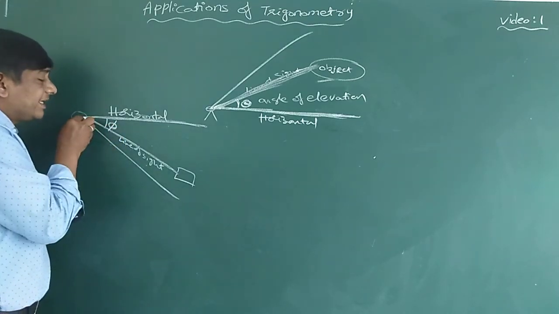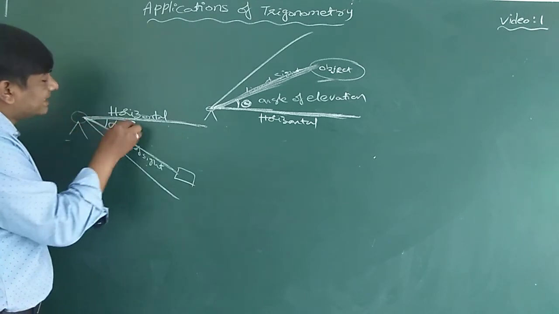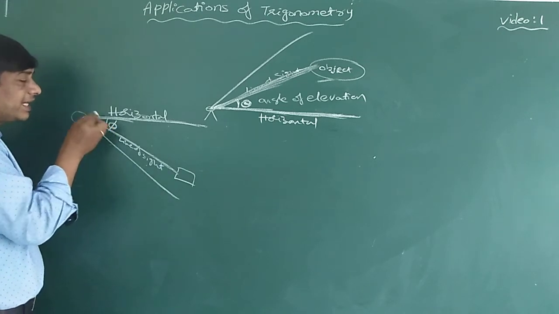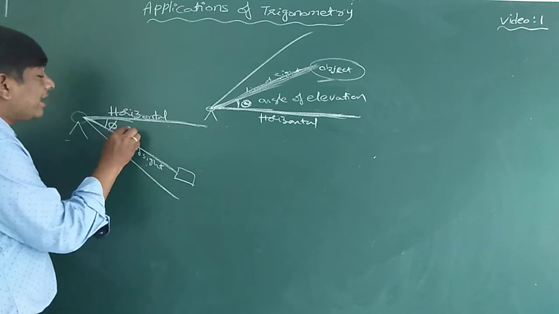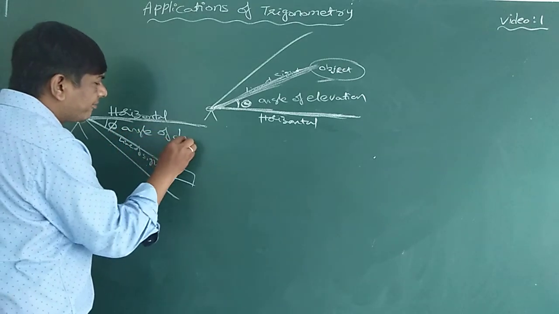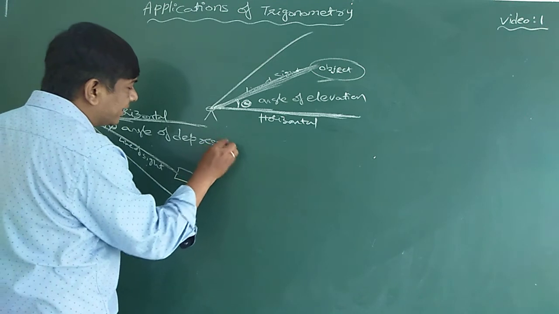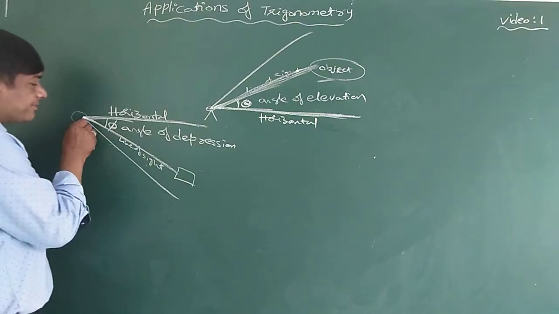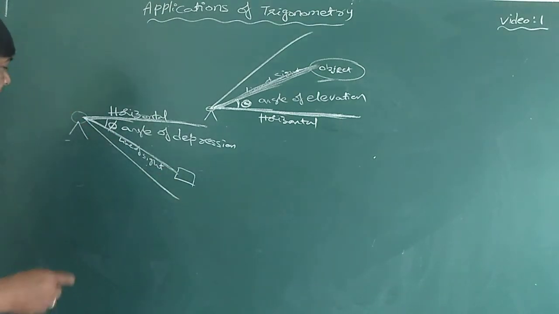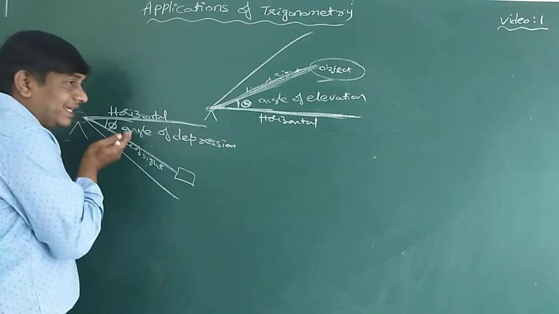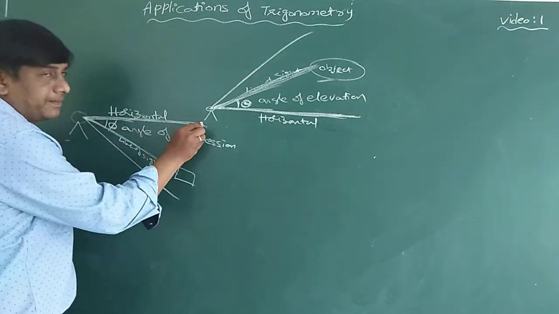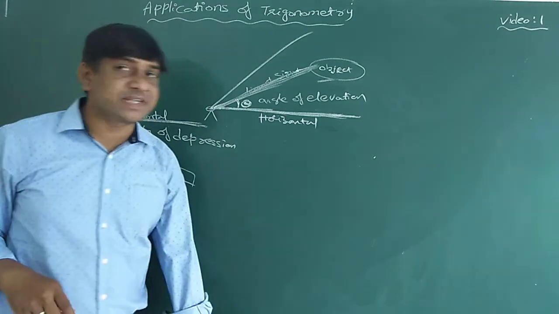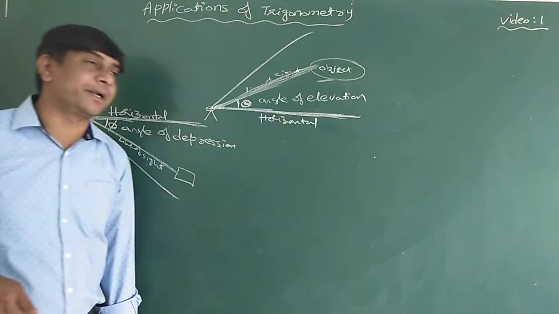This angle is called the angle of depression. Why? If the line of sight is below the horizontal line, the angle between the line of sight and the horizontal line is called the angle of depression. The line of sight from the eye to the object is below the horizontal line.